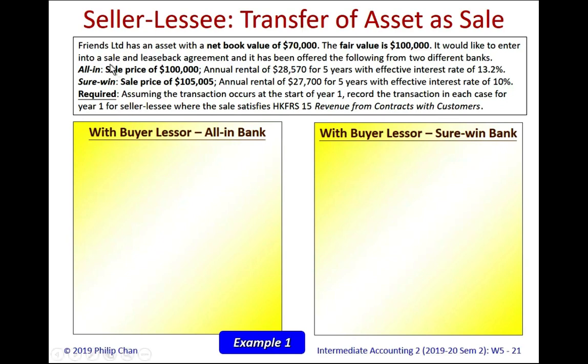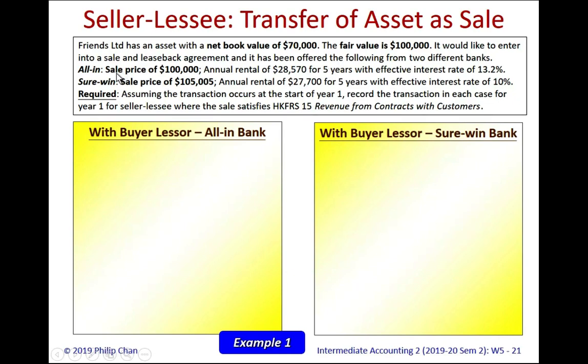Okay, so you can see that Friends Limited has an asset with a net book value of 70,000, and the fair value of this asset is in fact 100,000. We were told that it would like to enter into a sales and leaseback agreement. It has been offered the following from 2 different banks. So there were 2 banks, All In and Shore-Win. In this case Friends would sell the asset to All In and sell to Shore-Win and then lease it back basically.